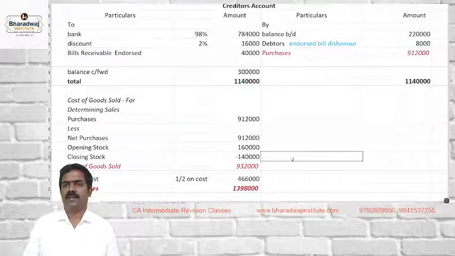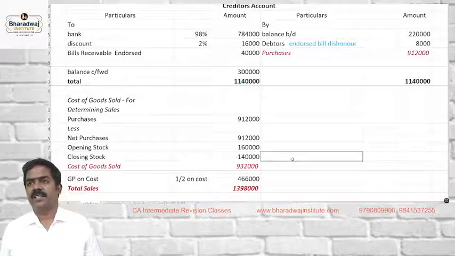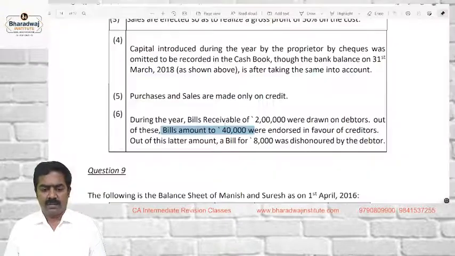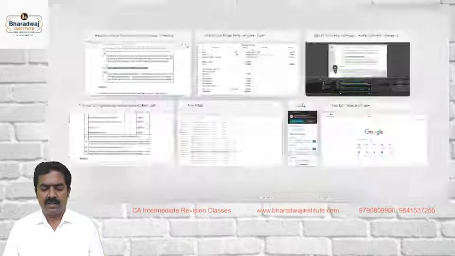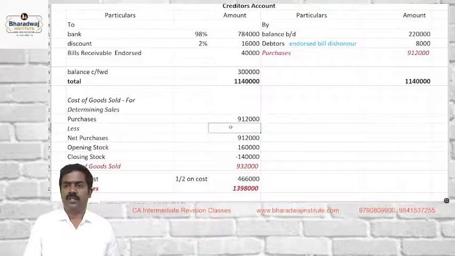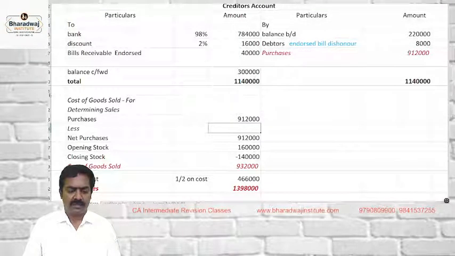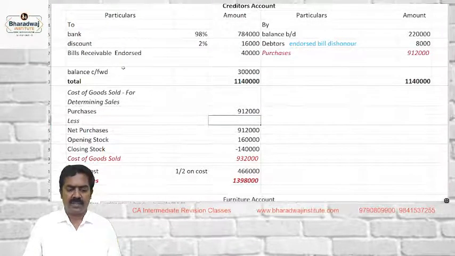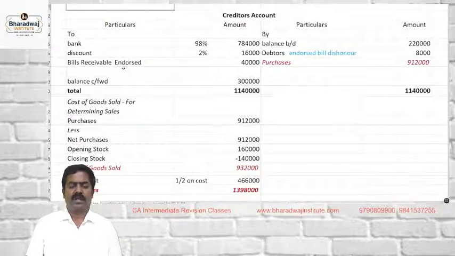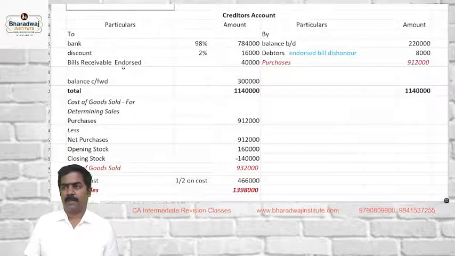Total sales. Is there any cash sales given in the problem? Purchases and sales made only on what basis? Credit basis. No cash sales. After this, you can go to which account? Debtors account. Start with debtors account next.